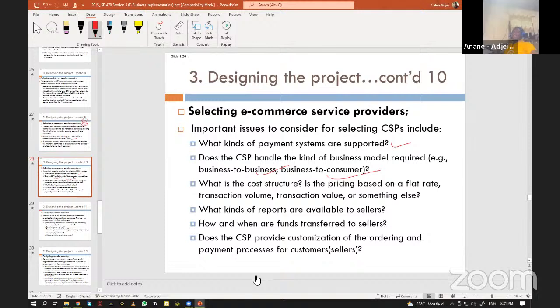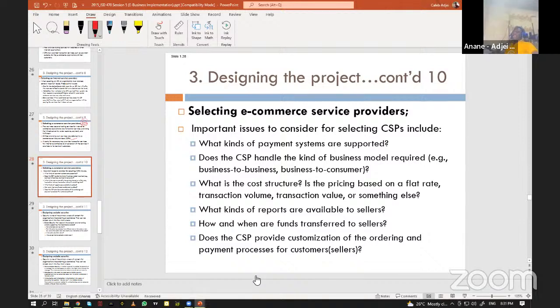Is their pricing based on flat rates? Don't forget that when you are selling on their platform, they will charge you. So you want to find out, is it going to be a flat rate? Let's say you have to pay 200 cedis every month, or are they going to charge you based on the number of transactions that you are going to do on their platform?